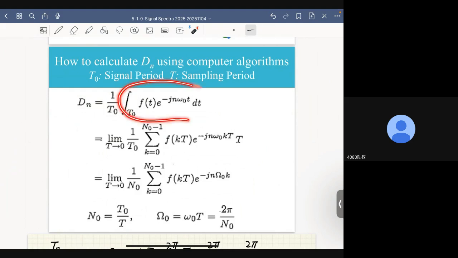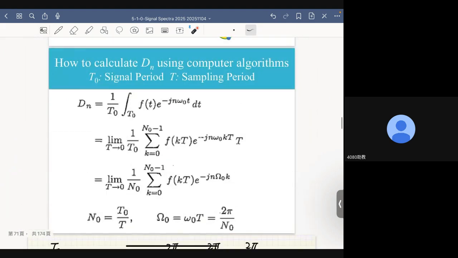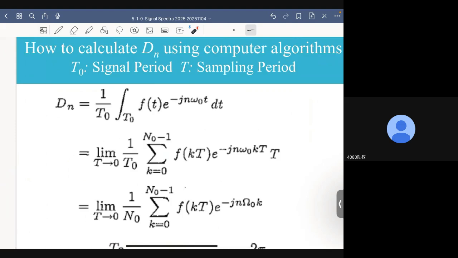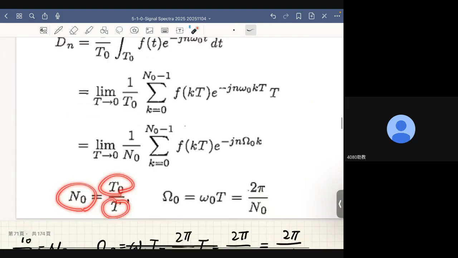Now, we have an integral here, actually a definite integral, all right? So, based on this idea, let me construct N0 rectangles. So the number of sampling points is actually N0. If this is the case, then N0 is actually T0 divided by T. Remember that T0 is the signal period and T is the sampling period. Therefore, the number of sampling points within a period is N0, okay?